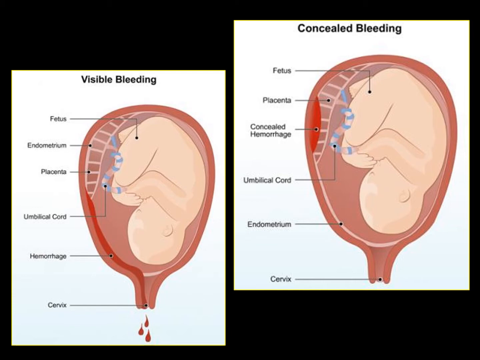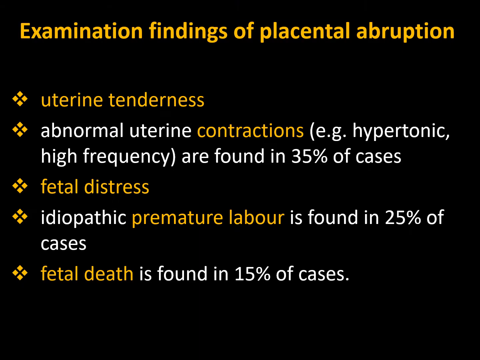As we said, this is where the bleeding occurs under the decidua basalis and the bleeding is localized. This bleeding goes all the way down and seeps through, and it presents with apparent vaginal bleeding. The bleeding can be either concealed or visible antepartum hemorrhage. Remember, the main symptom of abruption is abdominal pain.